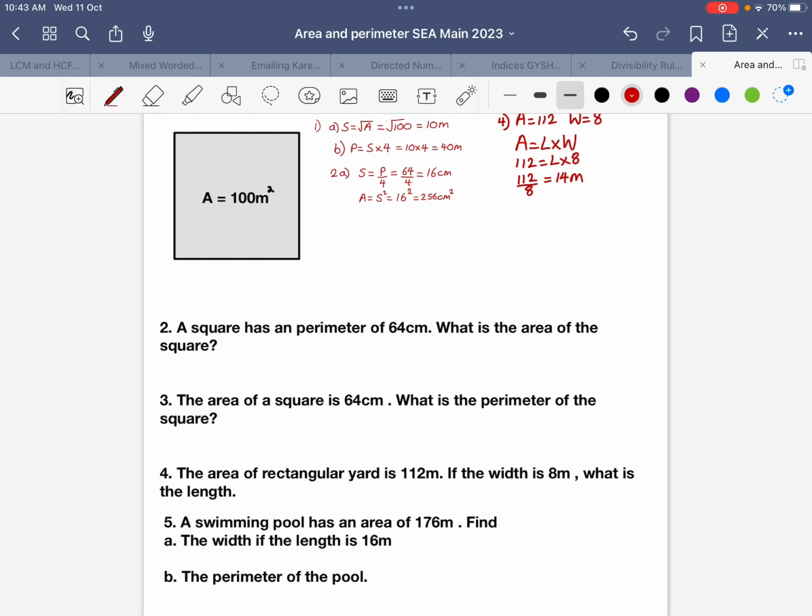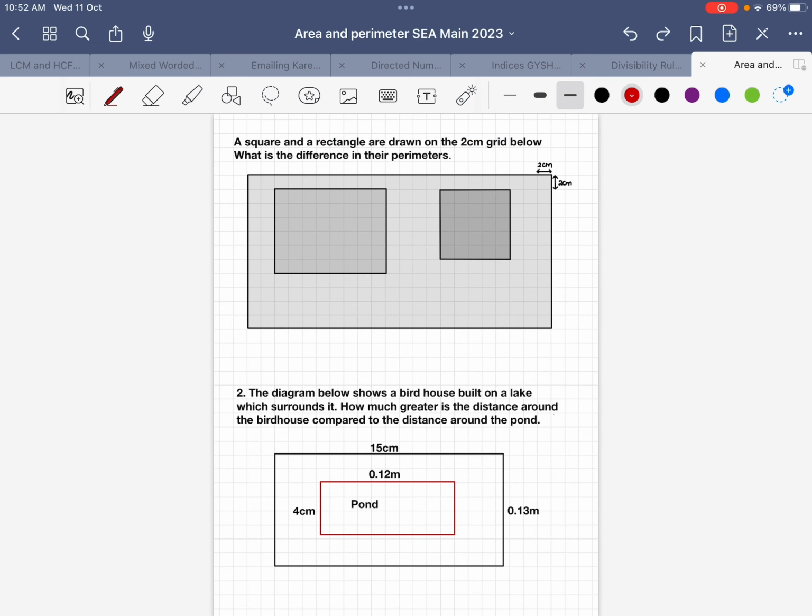Right, so number 5 is similar to number 4 with an additional part where we must use the width and the length to determine the perimeter. Let's take a look at these two questions. As usual, you can pause the video and try them yourself. Number 1. A square and a rectangle are drawn on the 2 centimeter grid below. What is the difference in their perimeters?